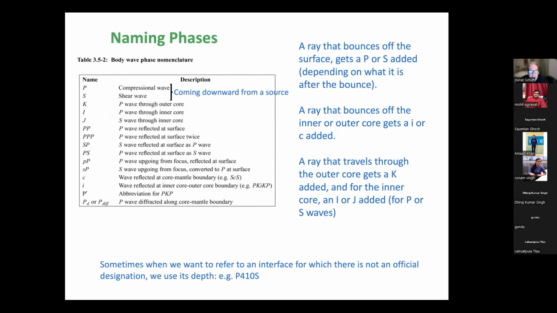So we have a convention that helps us name phases. So a ray that bounces off the surface gets a P or S added depending on what it is after the bounce. A ray that bounces off the inner core gets a little I added, and the outer core gets a little c added. A ray that travels through the outer core gets a capital K added, and for the inner core, a capital I or capital J added depending on whether it travels through the inner core as a P wave or S wave. And I would say that the J phase is actually quite rare because it's a very small amplitude phase.